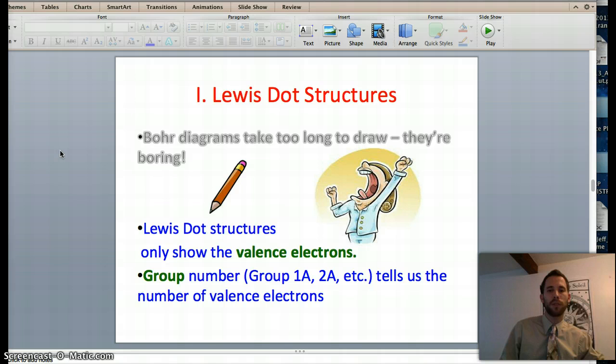Bohr diagrams take way too long. They're boring. I know, it's great. It's a great joke. Thank you. I appreciate it. It's great.